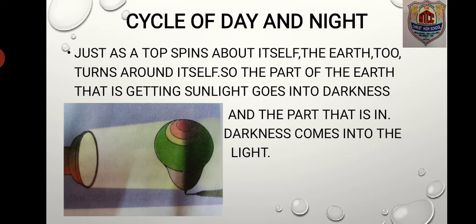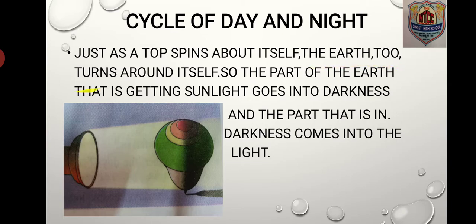Just like a top, you can see here in the picture, children, this is the top, and this is the light. Suppose this is a torch light, but suppose this is the sunlight, then you can see that this torch light reaches only half of the top. Here there is light, here there is dark, because the torch light is giving light only to the half portion of the top. Just as a top spins about itself, now this top is spinning around itself only.